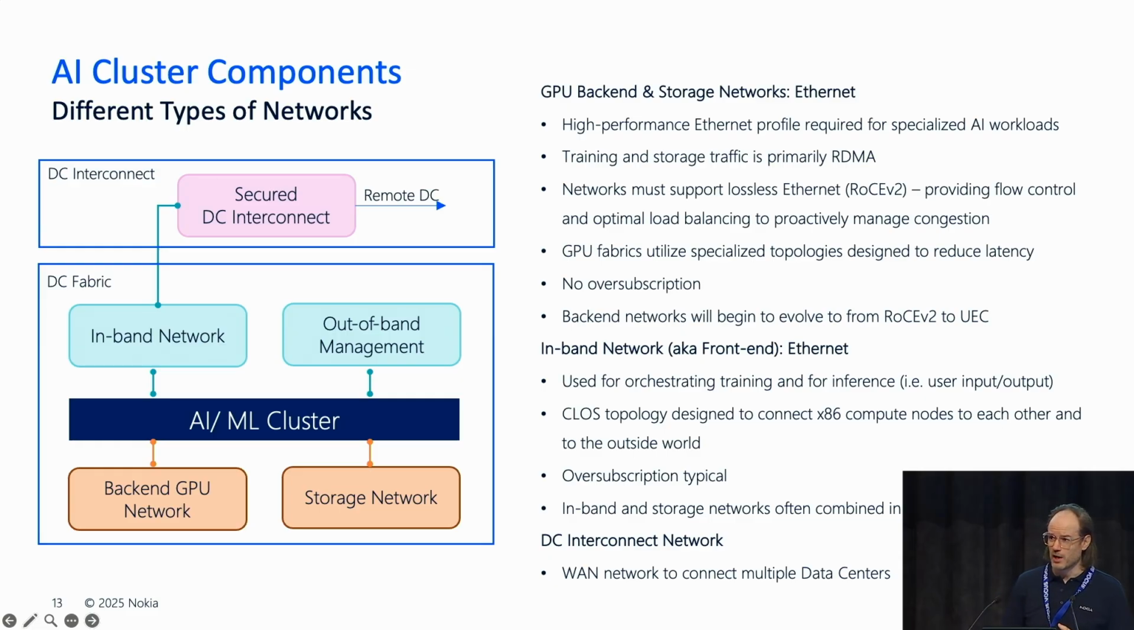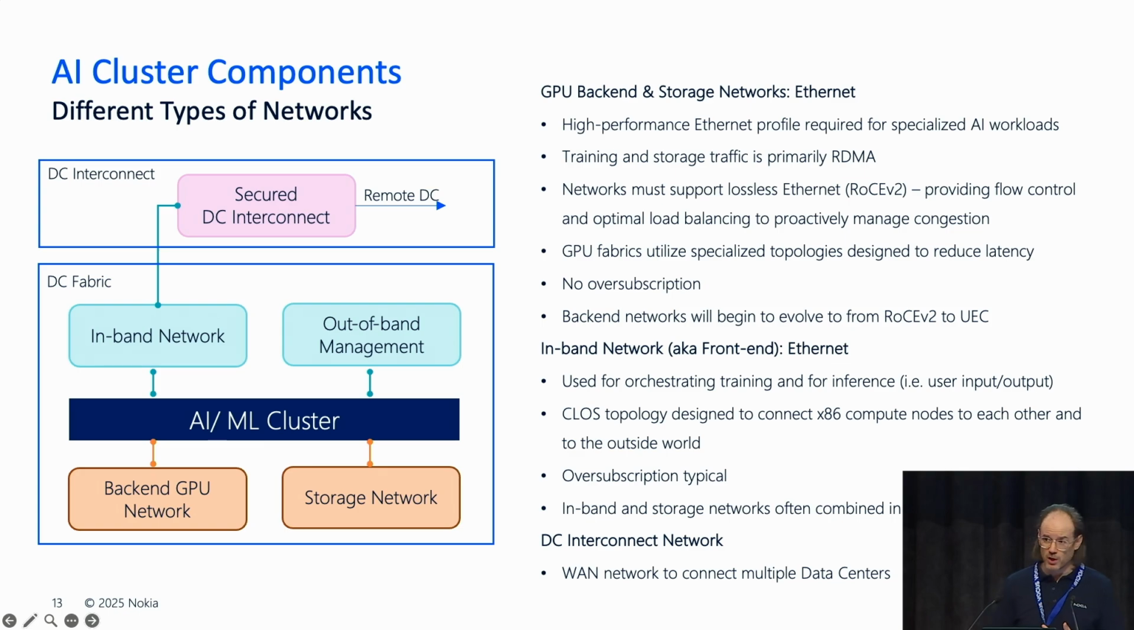And this is because primarily it's RDMA-based traffic that's running over these clusters. The networks need to support lossless Ethernet, so this is RoCE v2 today. And then what you'll also see is that there'll be some specialized topologies utilized here to reduce latency, and I'll speak about that in a few slides' time. There should typically be no oversubscription in this environment. And from a technology point of view, in the backend network, we do see this evolving from RoCE v2 into UEC, or Ultra Ethernet, in the coming years.